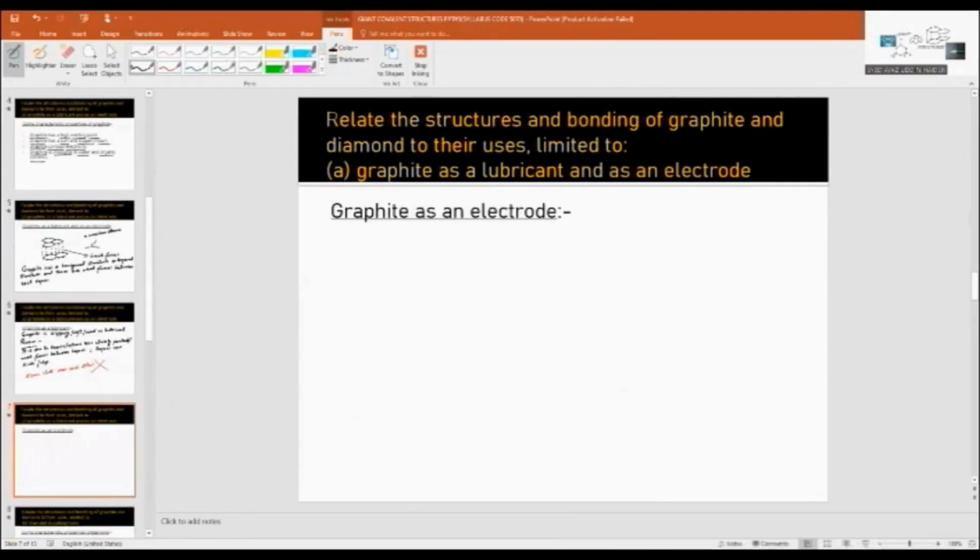Graphite as an electrode, which means graphite conducts electricity or acts as conductor. Now write the reason. Delocalized electrons are free to move.